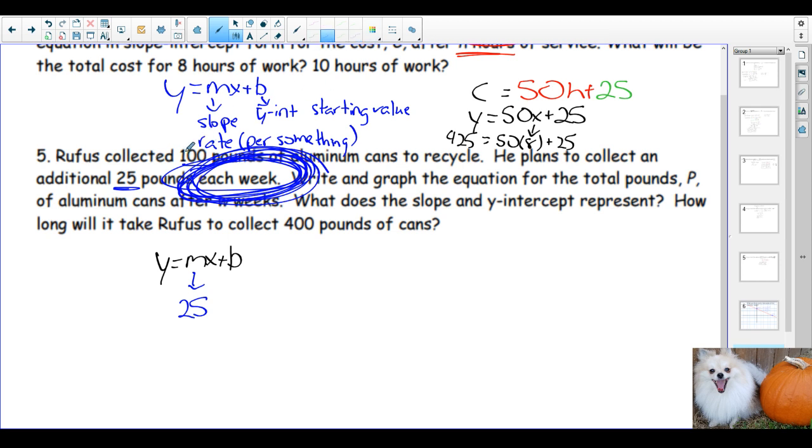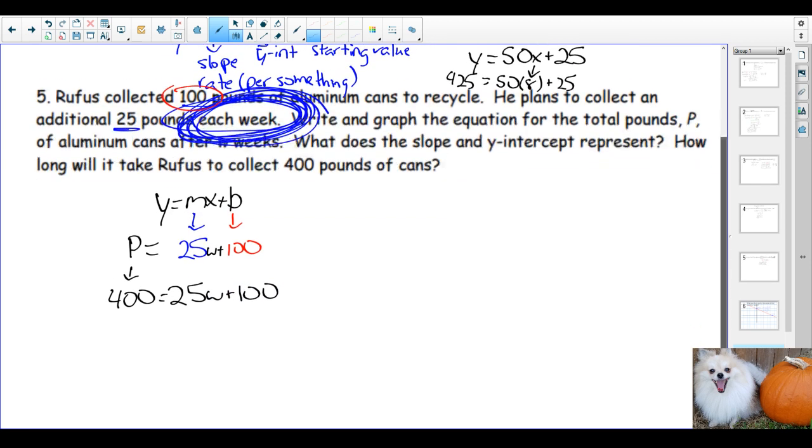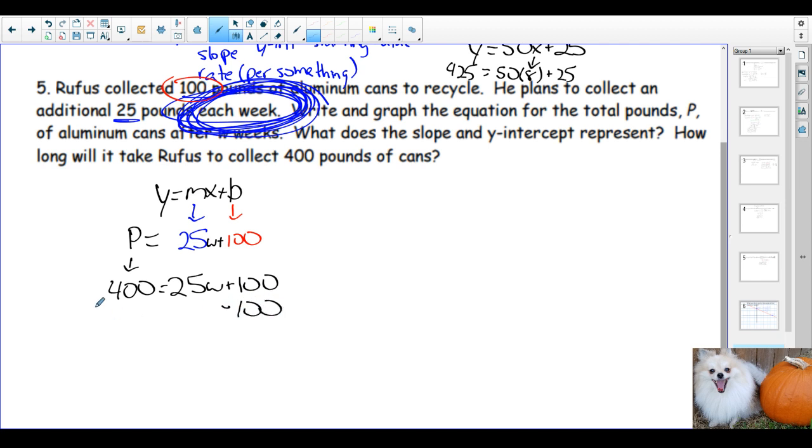And if that's our rate, then this one is our starting value, plus 100. And then we just fill in our letters. What's it say? Total pounds. So that's P. After W weeks, so 25W. How long will it take him to collect 400 pounds? So this one's a little bit different. 400 pounds, that's P here. So 400 equals 25W plus 100. So then we just solve for W. So minus 100 from both sides.